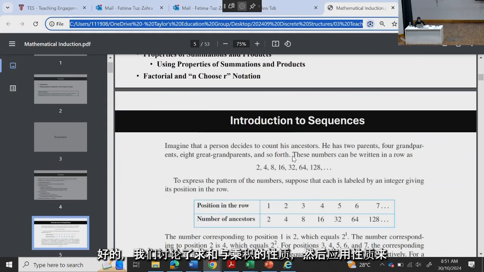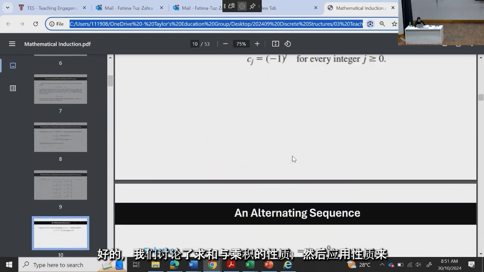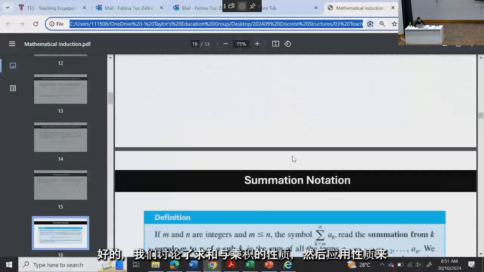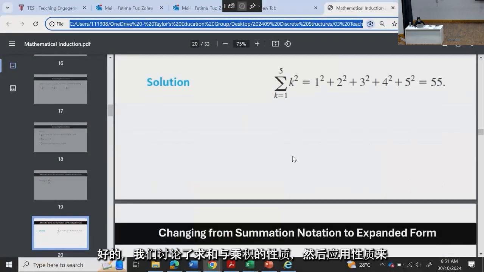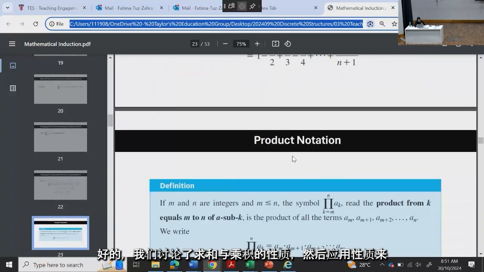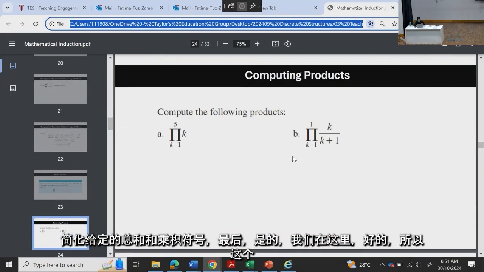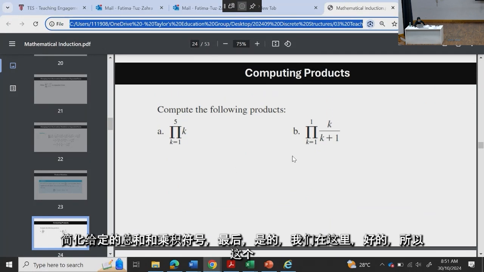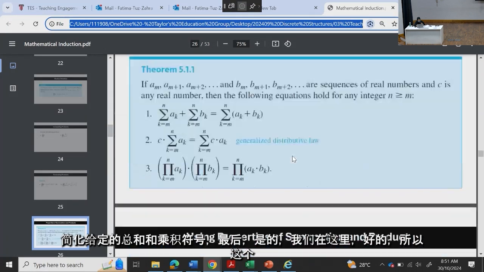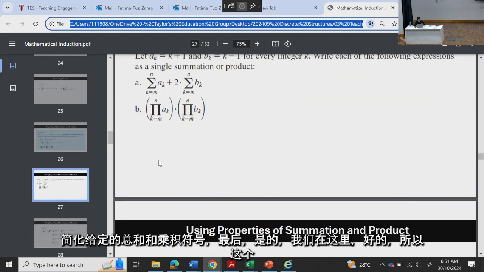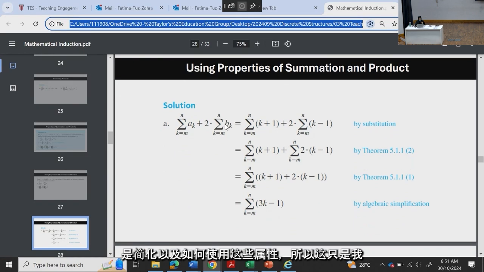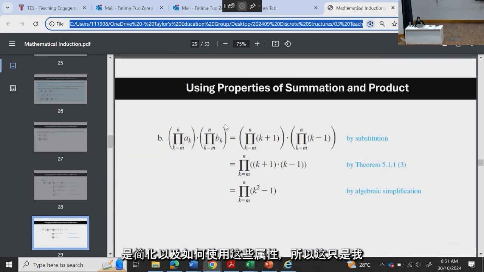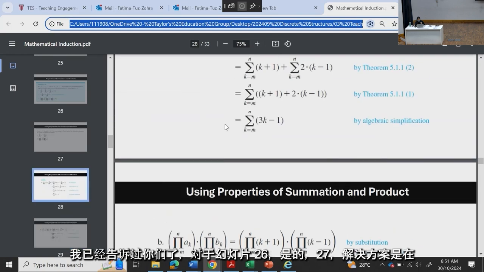Okay. So we were on the properties of summation and product. Then application of properties to simplify given summation and product notations. And then lastly, yeah, we were here. So this is simplification and how to use these properties. This one is just the solution of whatever I have told you for this one.